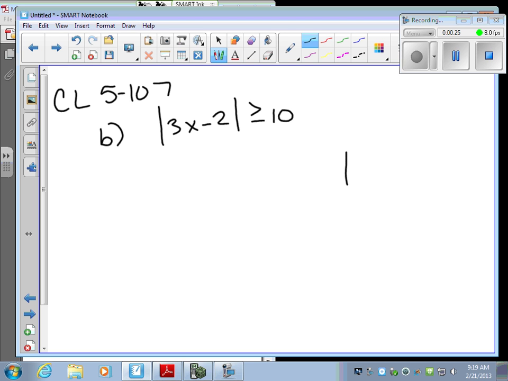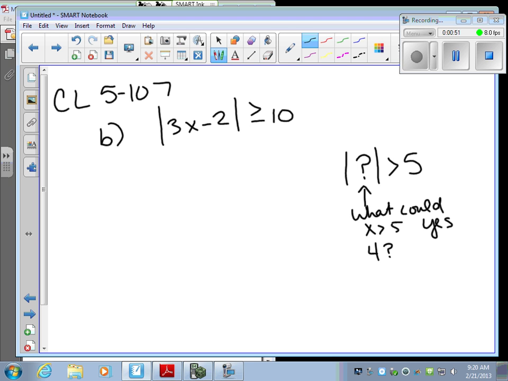If the absolute value of some number is greater than 5, think about what number that could be. Could the number be just any old number greater than 5? Yes. If it's 6, that's fine. If it's 7, that's fine. Could it be any number less than 5? Would 4 work? Would -3 work? If I plug that in, the absolute value of -3 is 3, and 3 isn't greater than 5.